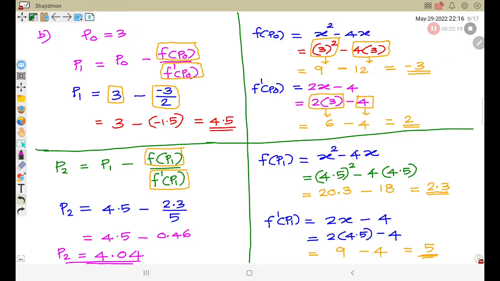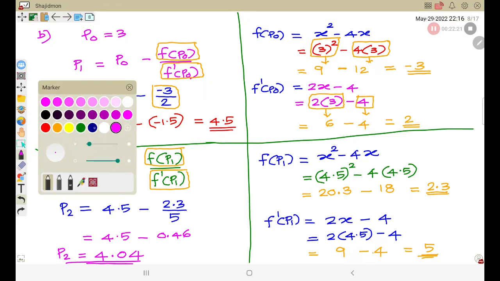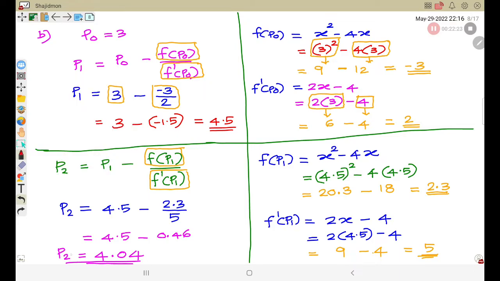Okay, 4.04. Now this number we are calling the last number, whatever we got, P2 number. This is the approximate solution. We can call it as P star number. Okay, P star number or approximate solution of that equation by using Newton's method. Correct? I hope you understood this question, how to find the first approximation and the second approximation by using Newton's method. Okay.